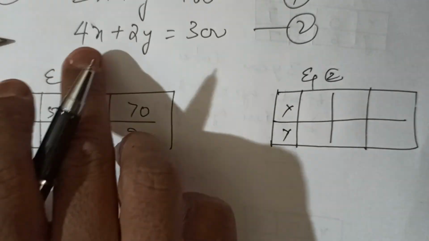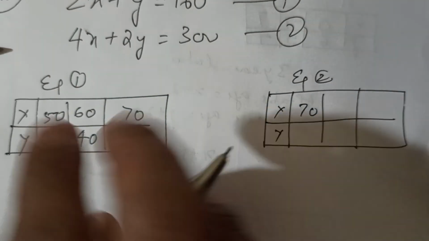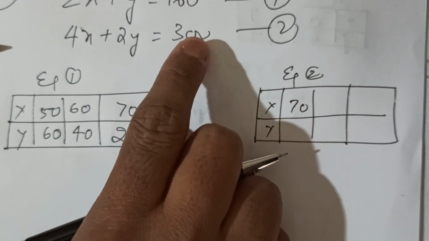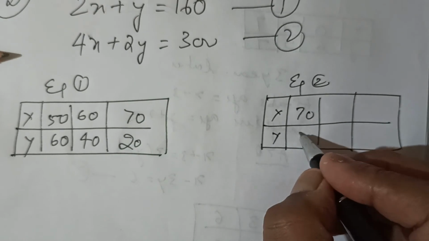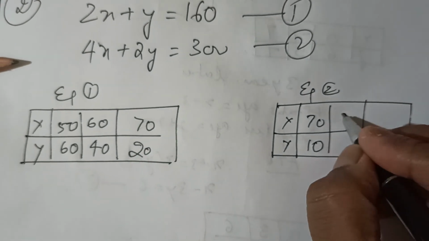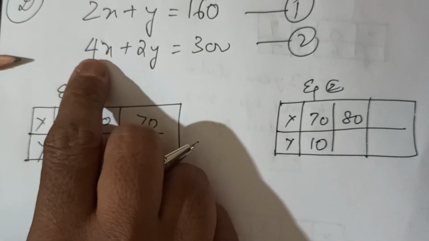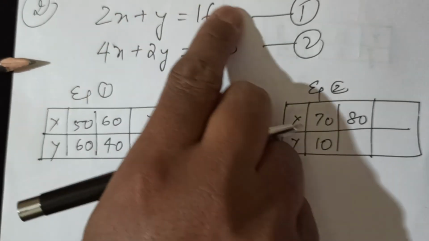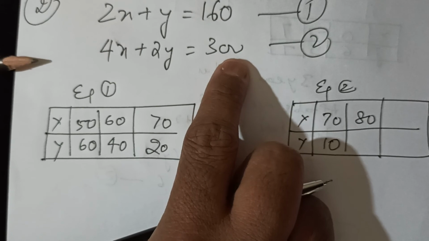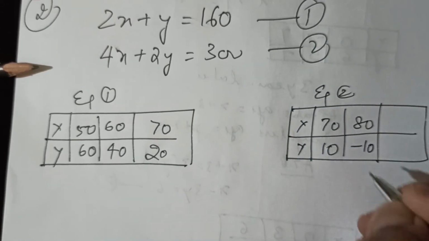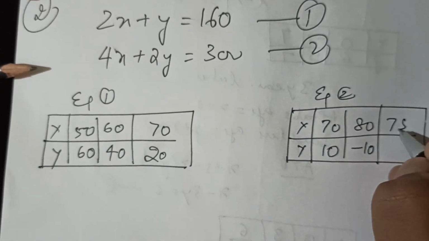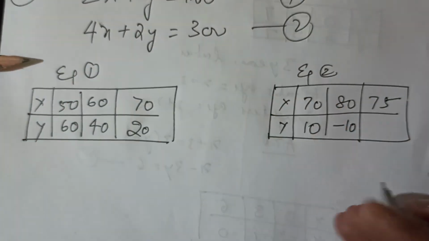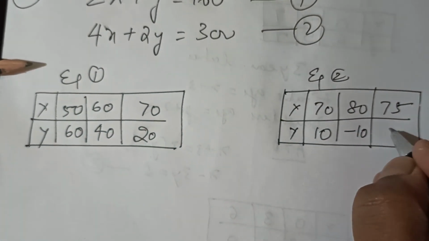Now for equation number 2, let us take 3 points. Let us take x as 70. 70 into 4 is 280. It goes over there, 20. 20 divided by 2 makes it 10. Now let us take x as 80. That will become 320. 320 goes to this side. It will become minus 20. So that will be minus 10. And then we take x as 75. Then we put over here, so we get the value of y as 0.